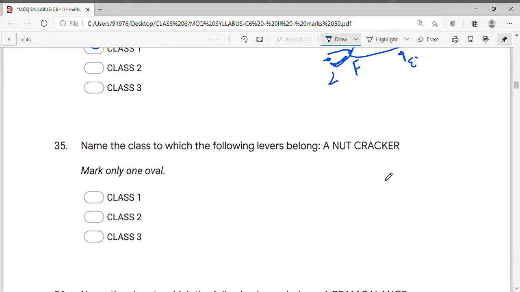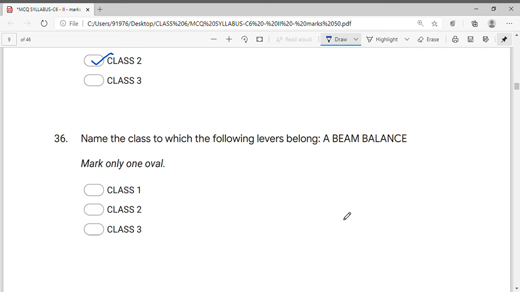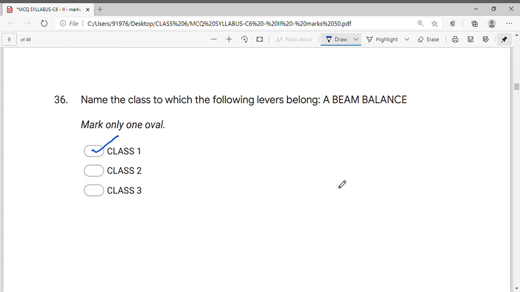A nutcracker would be a class 2 lever because the load is in between the fulcrum and the effort. Name the class to which the following lever belongs. A beam balance, again the fulcrum is in between, so it's a class 1 lever. I've done videos on all this, so please go through those videos if you have any doubts.